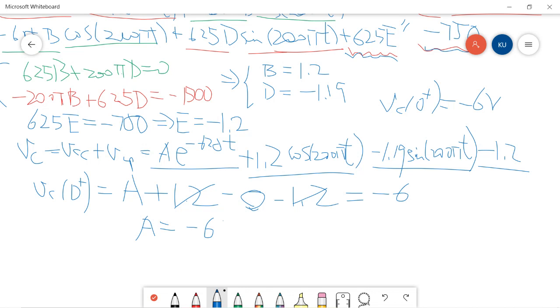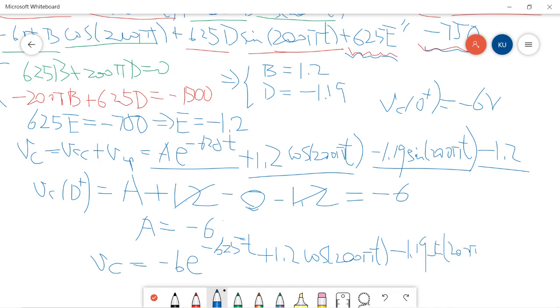And thus, VC is minus 6 exponential to minus 625 t plus 1.2 cosine 200 pi t minus 1.19 sine 200 pi t minus 1.2. The unit is volts, and that's it for question 2.